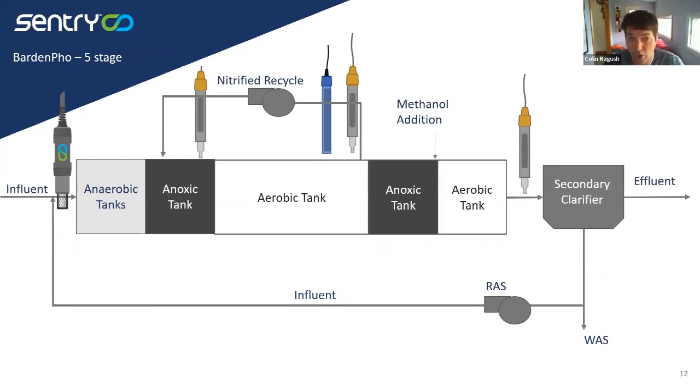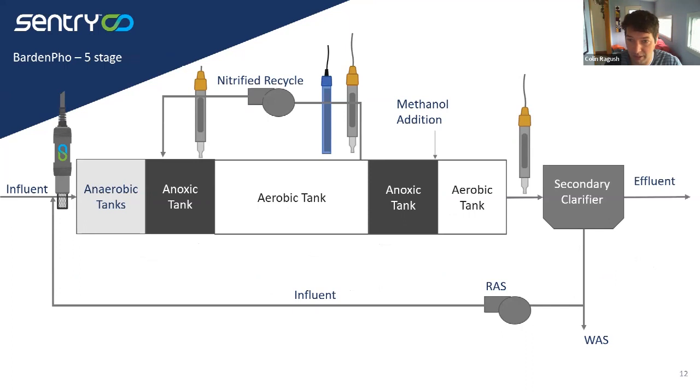Now, I briefly want to introduce the Bardenpho 5-stage process. I want to introduce this because when I went through assessing variable importance, I was doing it mostly on a Bardenpho 5-stage process. And that's what I'll demonstrate today. In this process, they have 2 Sentry probes, which are on the influent. They're basically at the same location effectively.